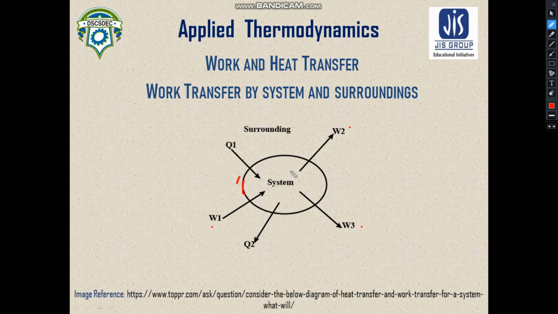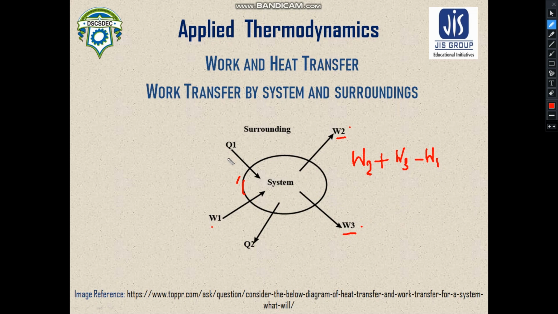As per the convention, if the work is done on the surroundings, then it is positive. So you can see this W2 work and this W3 work are being done by the system on the surroundings, whereas this W1 work is done by the surroundings on the system. So the net work done will be W2 plus W3 minus W1. So it is quite simple.